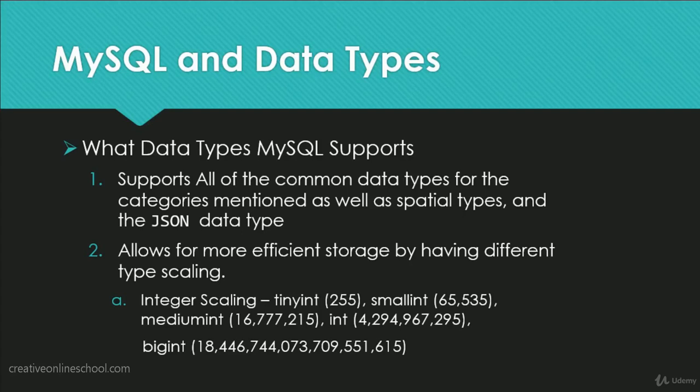Beyond that, it also allows for more efficient storage by supporting size-limited types. An example of this can be seen in the different scales for integers, which range from the tiny int with a max number of 255 all the way to a big int, which can store numbers of over 18 quintillion. This allows you to only allocate as much space as you will actually need.